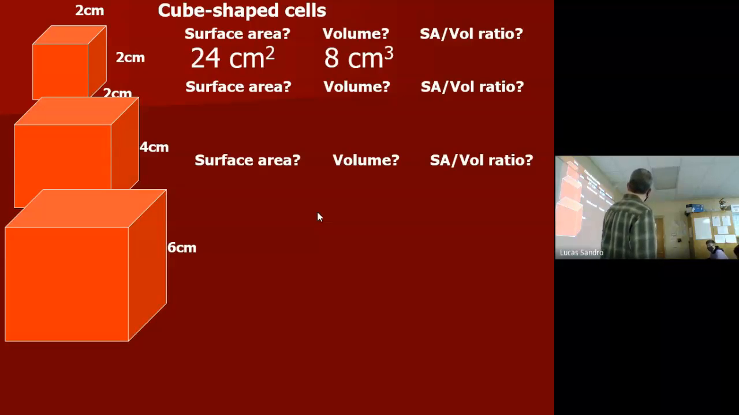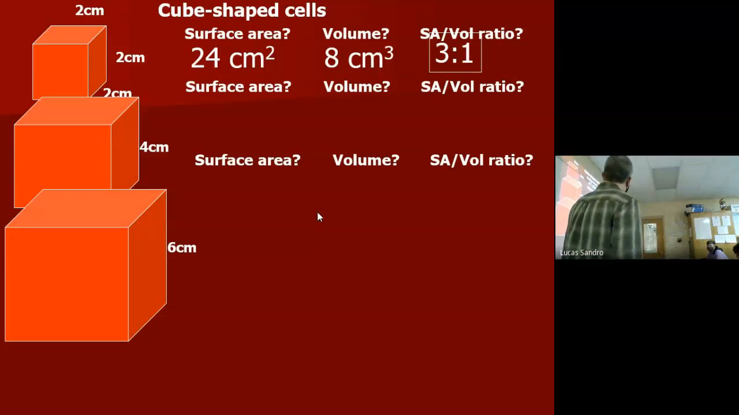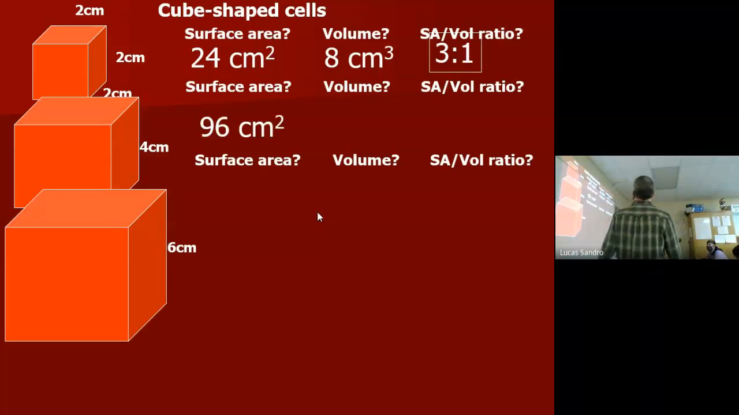Good, that's volume. And surface area to volume ratio is 3 to 1, because 8 goes into 24 3 times. 3 to 1 is our surface area to volume ratio. You can think of that as basically the number 3, right? 3 over 1. Good. Second one, 4 squared is what? 16 times 6, Caleb? 96. 96 centimeters squared.